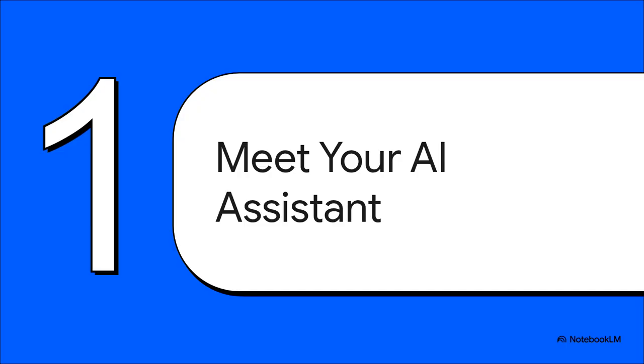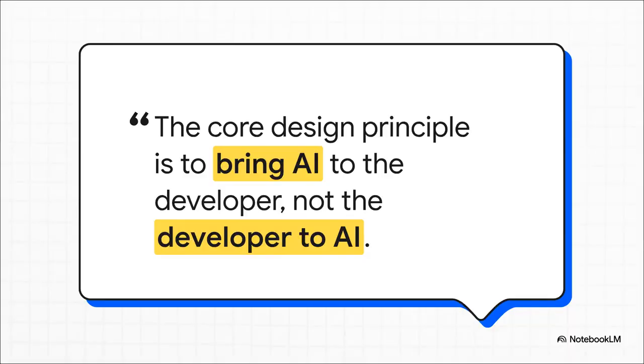Okay, so let's walk down that first path. We're going to meet your AI assistant. And for our purposes, that really means Gemini Pro, especially in its form as Code Assist. You know, the whole philosophy behind this tool can be summed up in this one idea. Bring the AI to the developer, not make the developer go to the AI. And that's a huge deal. It means the assistant is supposed to feel like it's just there, a natural part of your environment, woven right into the fabric of how you already work.